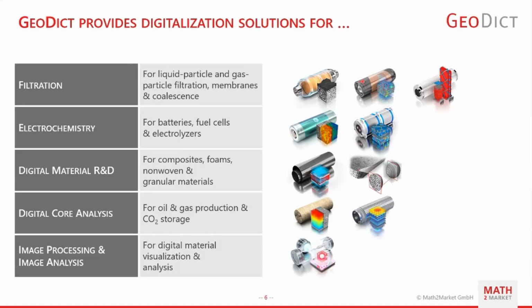So this digital material solution is needed in different business areas. Filtration, electrochemistry, which summarizes battery and fuel cell and electrolyzer materials. In digital material R&D, where we consider composites, foams, non-wovens, and granular materials. You can use it to do digital core analysis on rock core samples. And you can use it for image processing and image analysis for all kinds of materials. This is needed in all business areas, but it's also an application on its own.